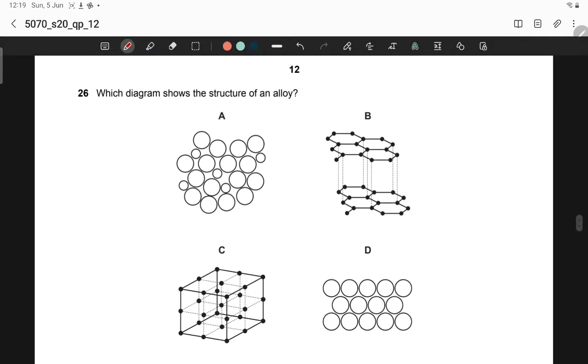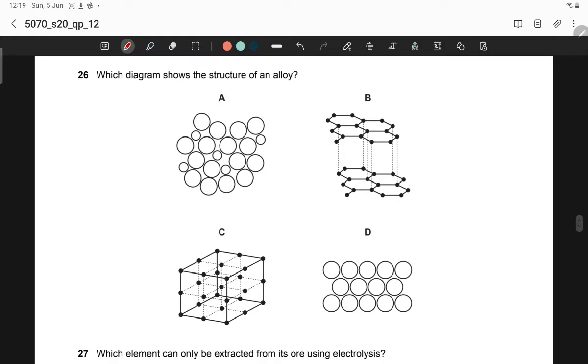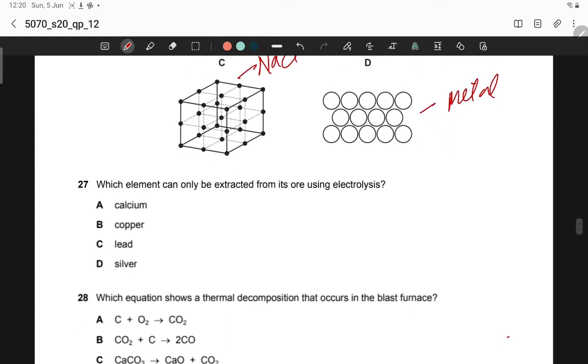Question 26. Which diagram shows the structure of an alloy? A is the best option because in an alloy the elements are not arranged regularly and the atomic radii of all atoms are not equal. So this is graphite, this is a metal structure, this is a sodium chloride cube. So A is correct option.